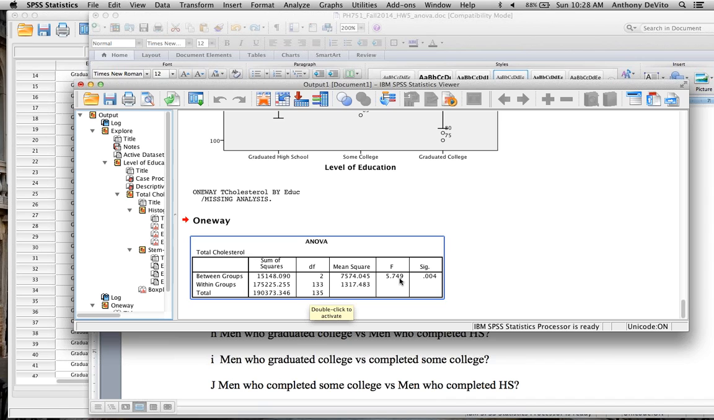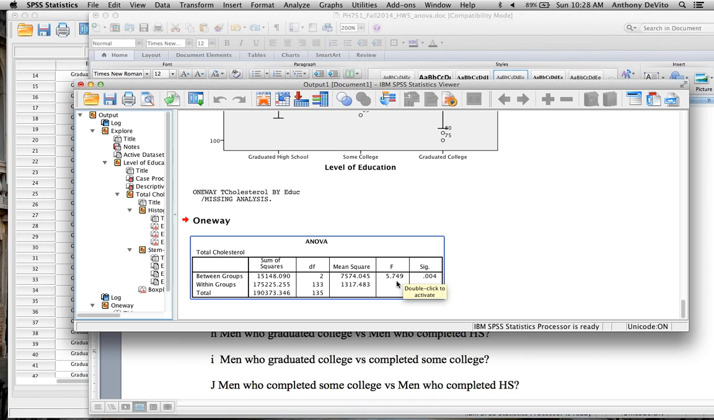If we don't have SPSS, we would analyze this using a table of critical values for the F score. And we would decide we reject our null hypothesis and accept our alternative hypothesis if the F score we got exceeds the critical value.